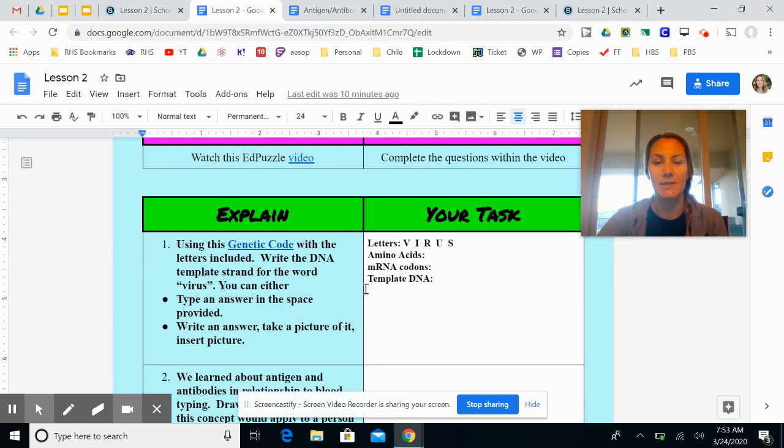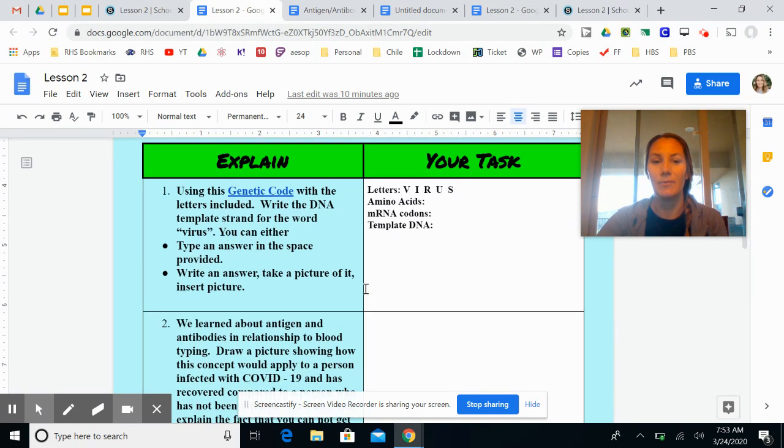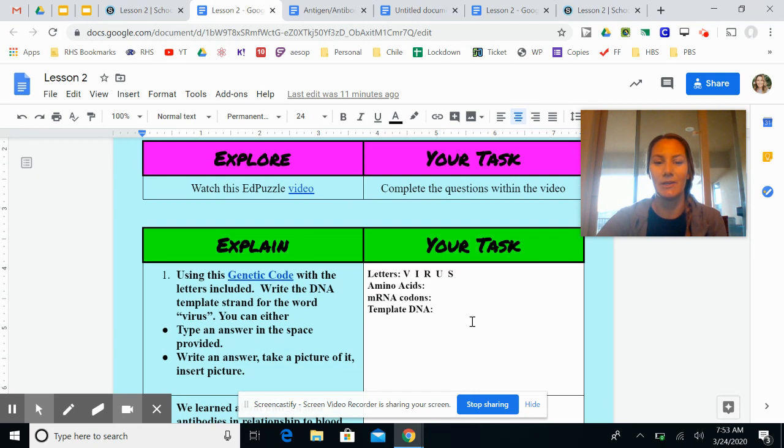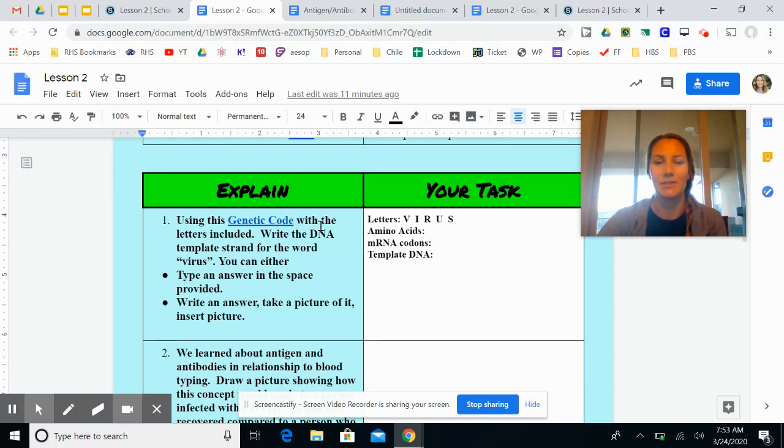For the explain part, once you see the video, you'll see that one thing that happens with a virus is that it takes over your ribosomes and starts copying its own RNA, in this case, to make more and more of the virus. So we're throwing it back to a little bit of protein synthesis and transcription and translation. Hopefully those words spark a little bit of memory for you, but if not, I know you guys can figure it out.